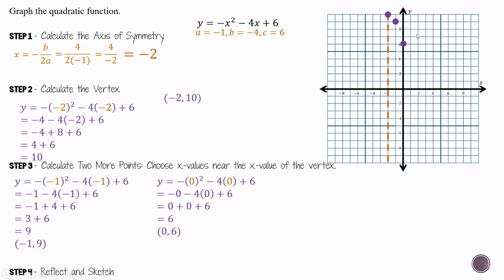And then I'm going to take those 2 points that are on the right-hand side of the vertex and reflect those across our axis of symmetry. This first one is 1 unit from the axis of symmetry, so go 1 unit in the other direction. And then the next point is 2 units from our axis of symmetry, so we'll go 2 units in the other direction. And then we'll draw our parabola and include arrows on both sides.